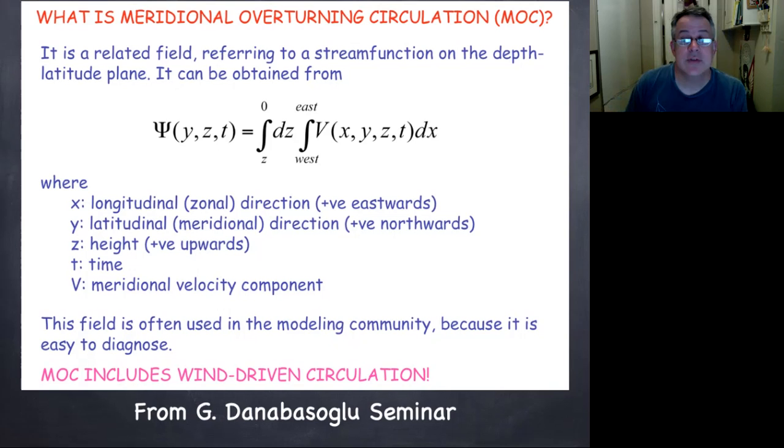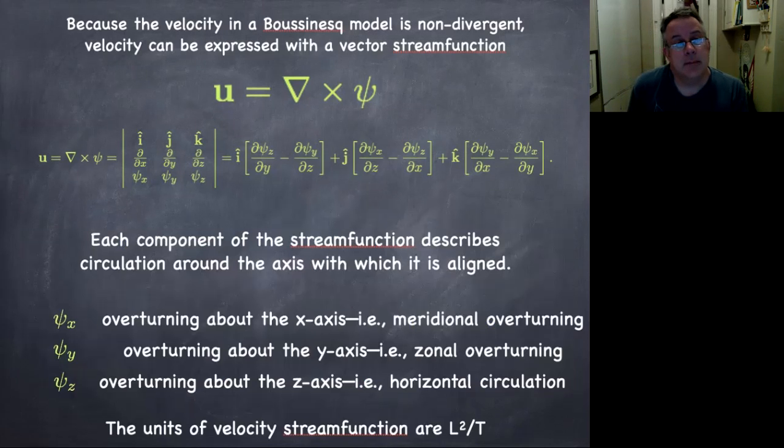It includes the wind-driven circulation, but since the wind-driven circulation is going this way, at least the gyre part of it is, it cancels itself out to a large degree, with an exception that we'll see in a minute.